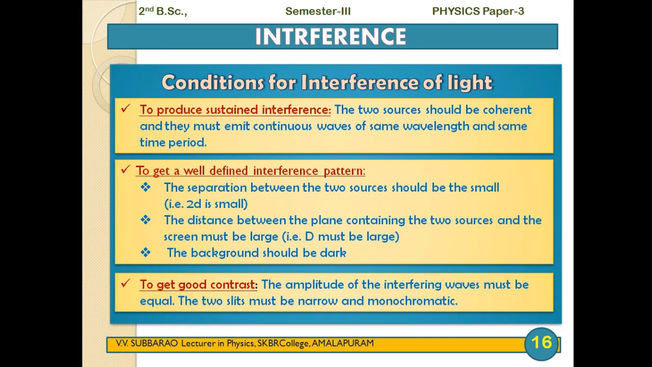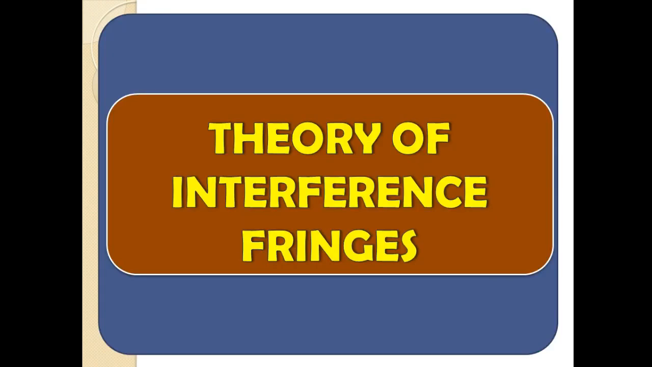For the well-defined interference pattern, the separation between the two sources should be small and the distance between the plane containing the two sources and the screen should be large, and the background should be maintained dark. And to get good contrast of the fringes, the amplitude of the interfering waves must be equal, and the two slits must be narrow and monochromatic. Theory of interference fringes.